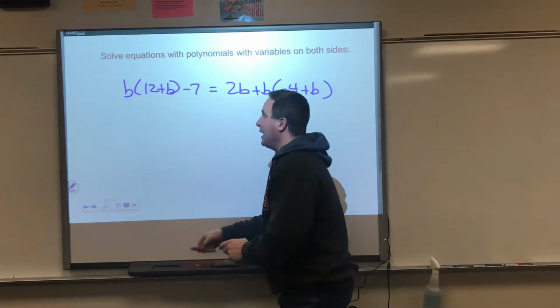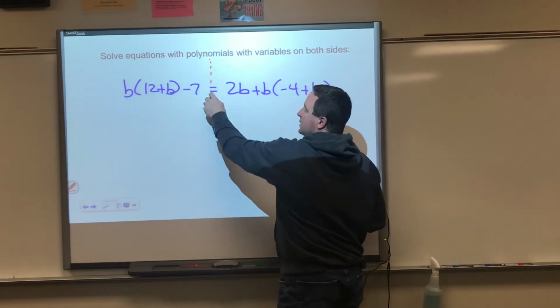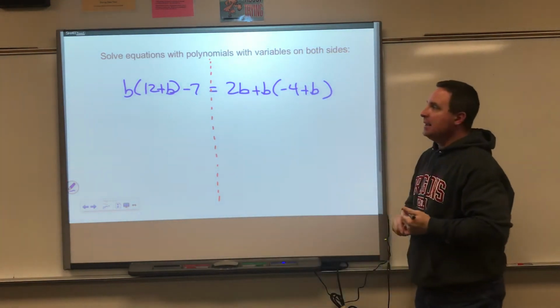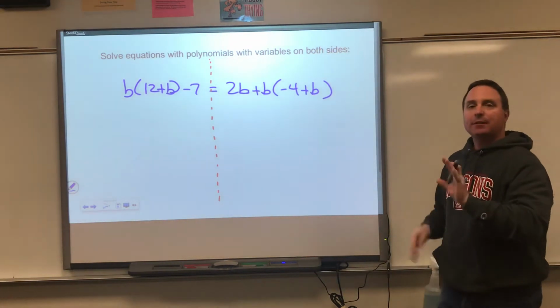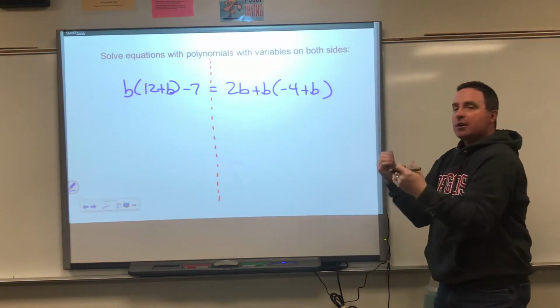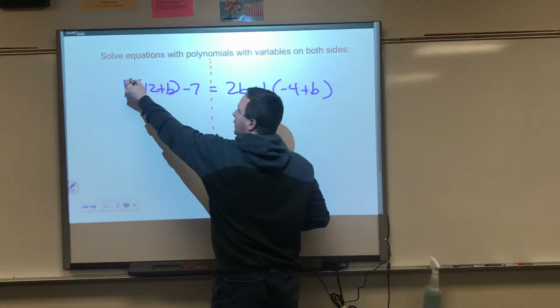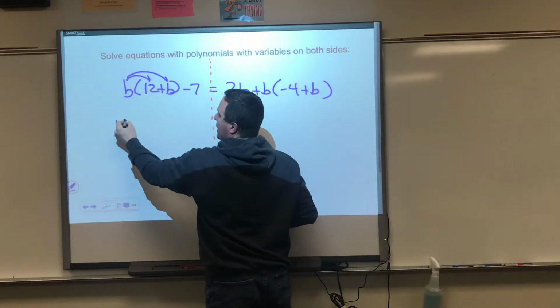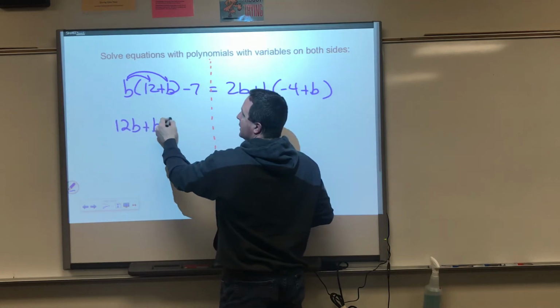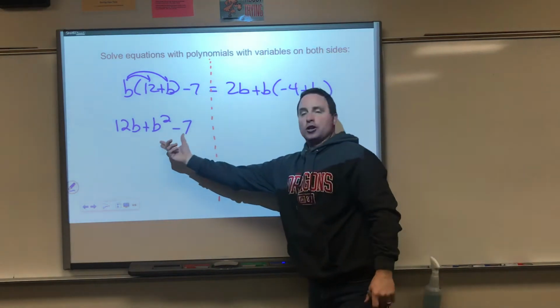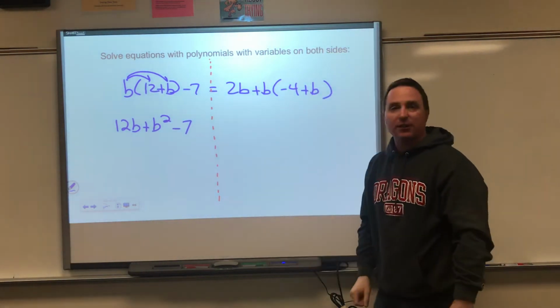And what we did at that time is we kind of used this equal sign to split the equation in half. What I'm going to do is simplify the left-hand side all by itself, the right-hand side all by itself, and then go from there. So let's start on the left. If I distribute my b, I get 12b plus b squared, and then my minus 7. There are no like terms over there. That's as far as I can go.